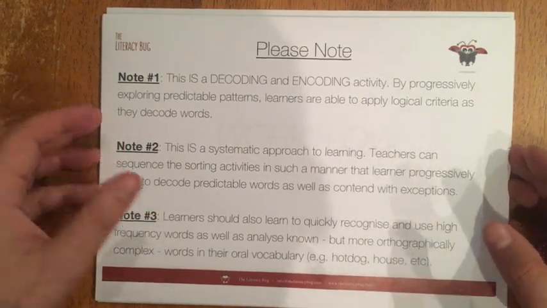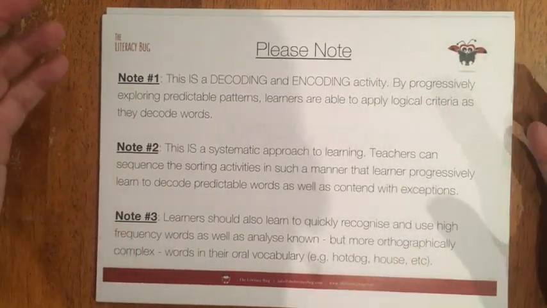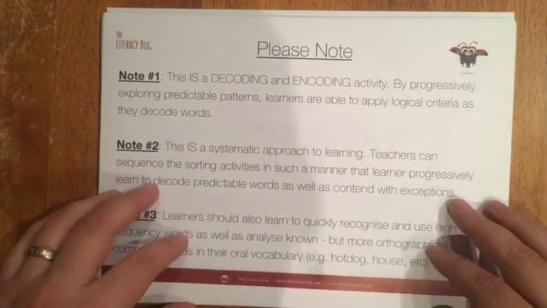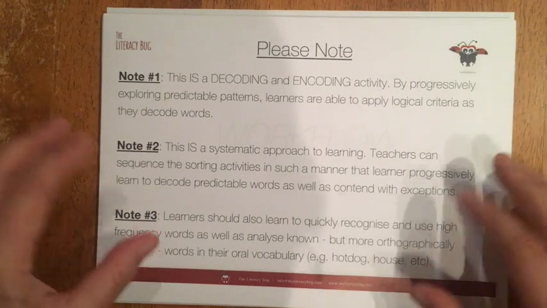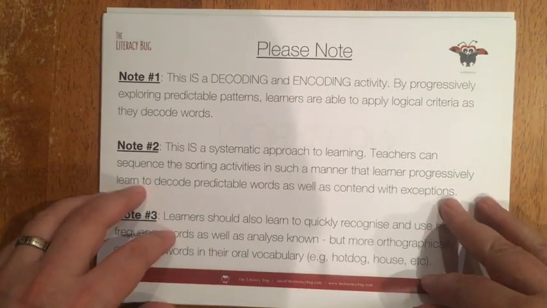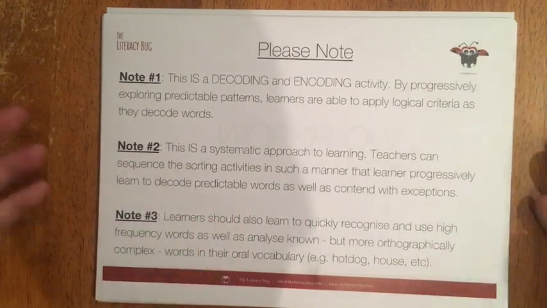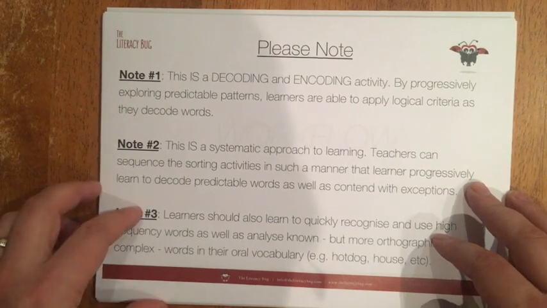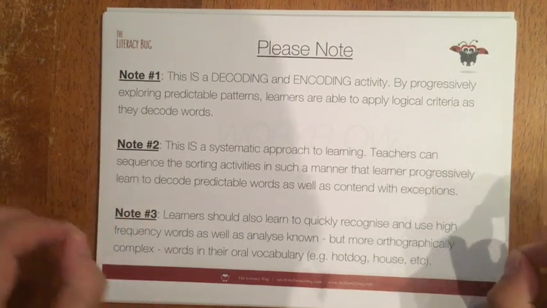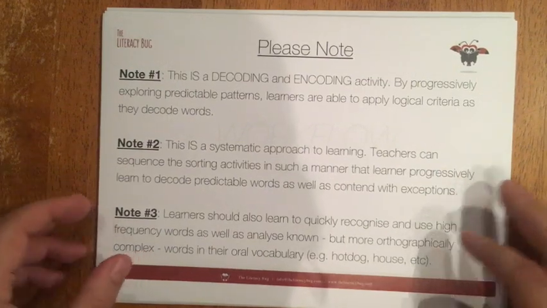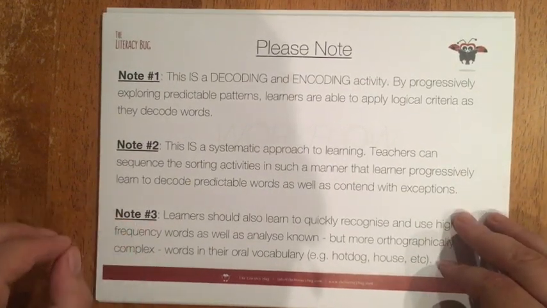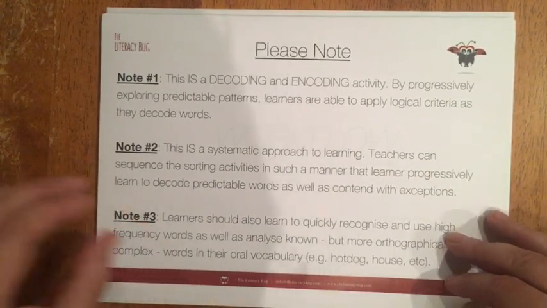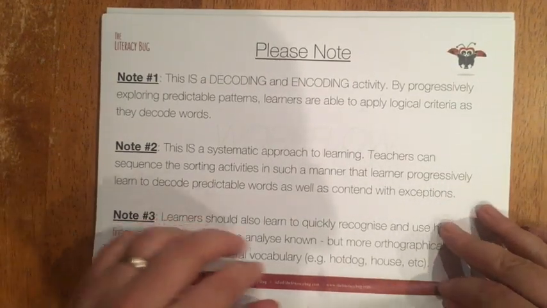Whereas in this case, children will be understanding the patterns of what they see, getting more and more competent in being able to decode, to transfer what they're seeing into what they can say. So by progressively exploring such predictable patterns, learners are able to apply logical criteria as they decode words. And it is systematic. Teachers can sequence the sorting activities in such a manner that the learner progressively learns to decode predictable words as well as contend with exceptions. Also, as I said on the previous slide, learners should learn to quickly recognize high-frequency words and content words. So it's a combination of the factors.